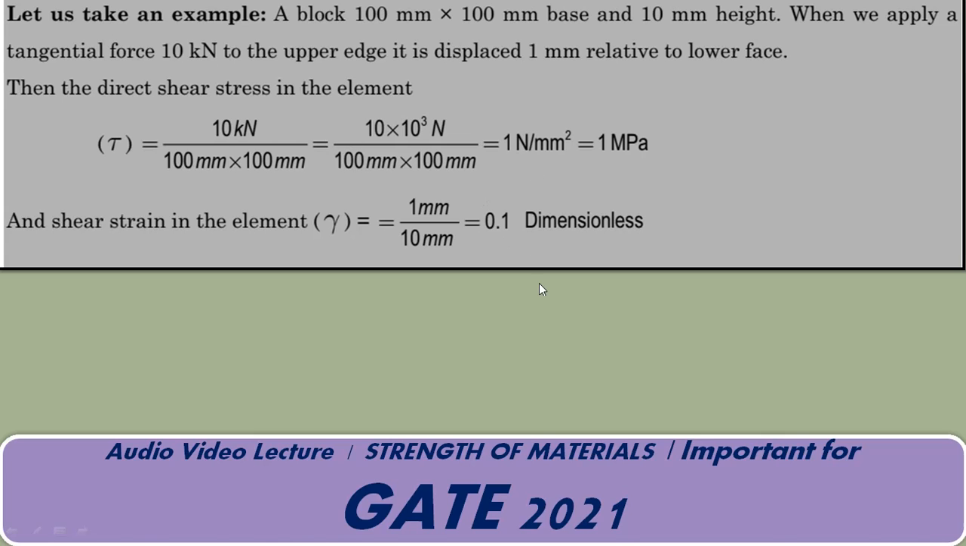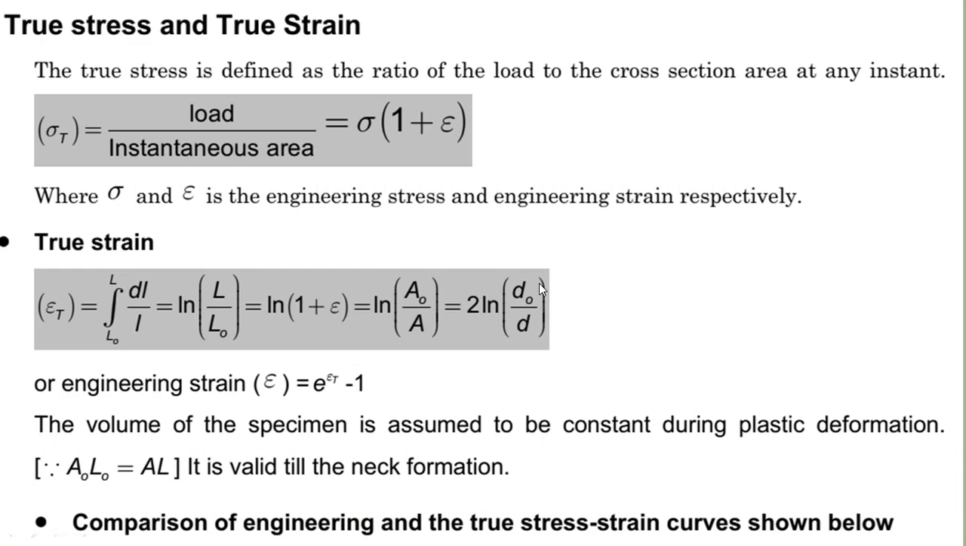Then true stress and true strain. Already we have studied engineering stress and strain. Now true stress. The true stress is defined as the ratio of load to the cross-sectional area at any instant. So sigma T is equal to load upon instantaneous area, which is equal to sigma multiplied by 1 plus epsilon, where sigma and epsilon are the engineering stress and engineering strain respectively.